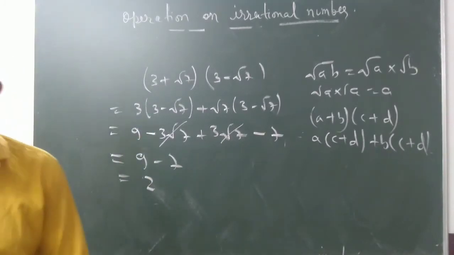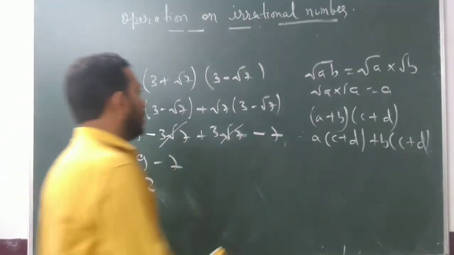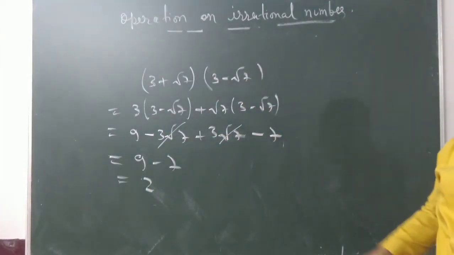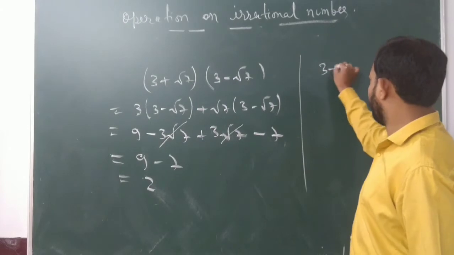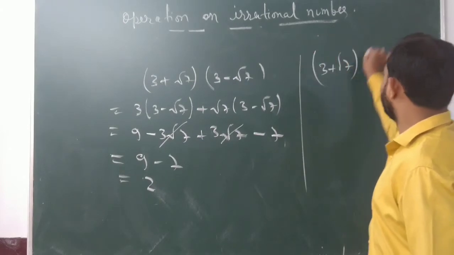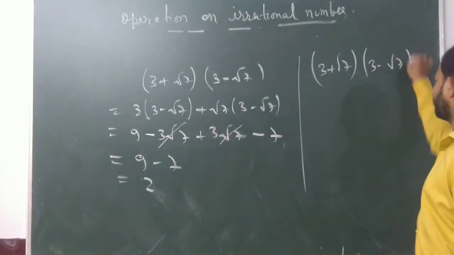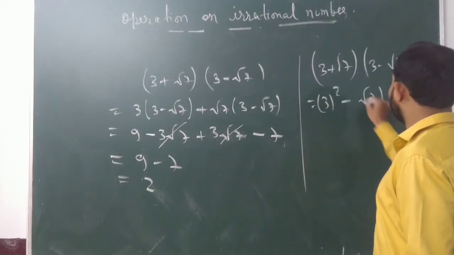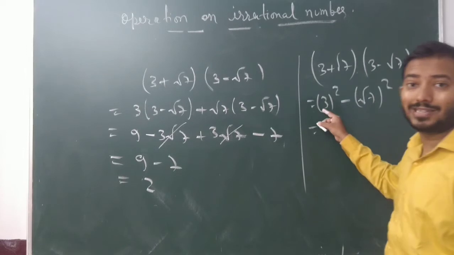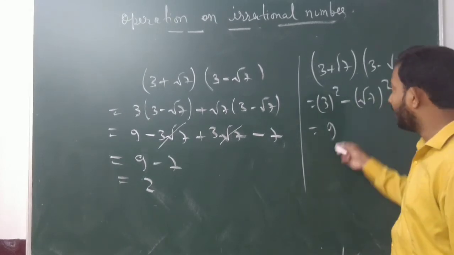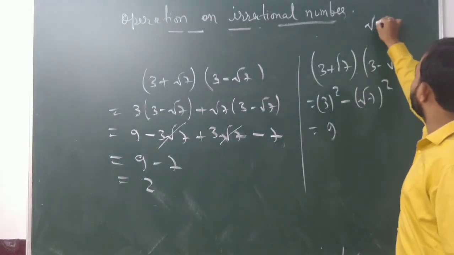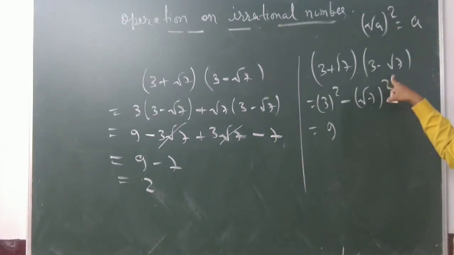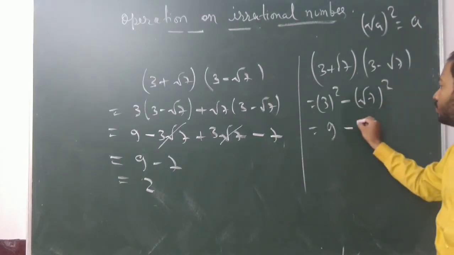Now if you apply the formula, our calculation will reduce. (3 plus root 7)(3 minus root 7) means a square minus b square. And you will get here 3 3 are 9. And already I have shown one formula, that is root a whole square will give you a. That means root 7 whole square will give you 7.